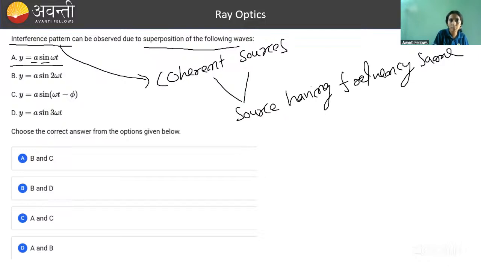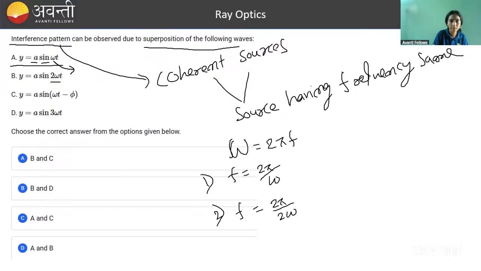A sine omega t. Here the angular frequency is omega, and angular frequency is related to frequency as omega equals 2 pi f. So here f is omega by 2 pi in the first case. What is the frequency in the second case? It is 2 omega by 2 pi. What is the frequency in the third case? A sine omega t minus pi, so it is omega. What is the frequency in the fourth case? This is 3 omega by 2 pi.